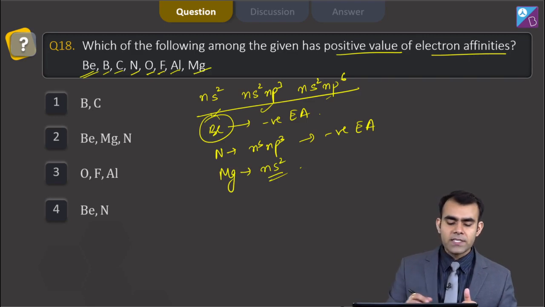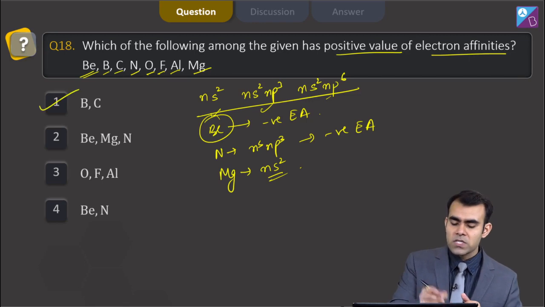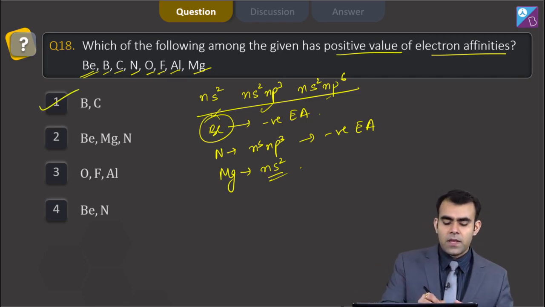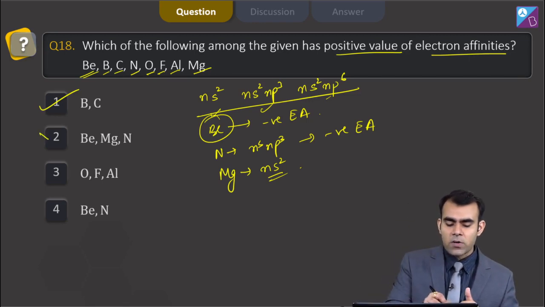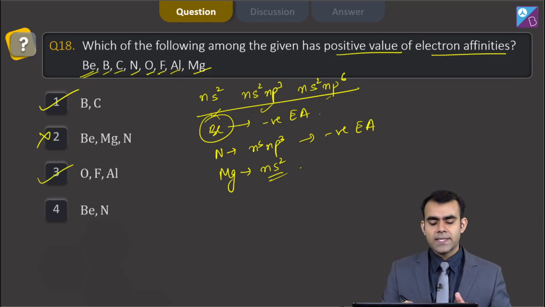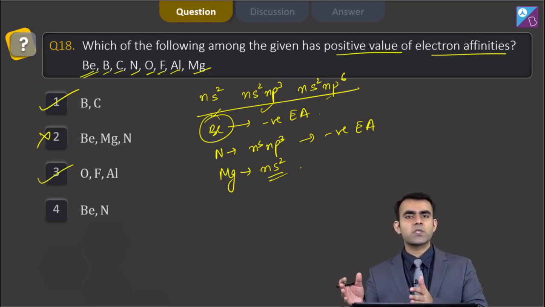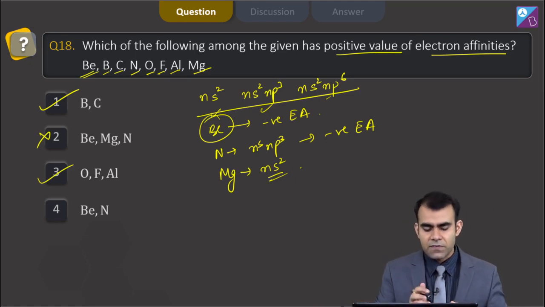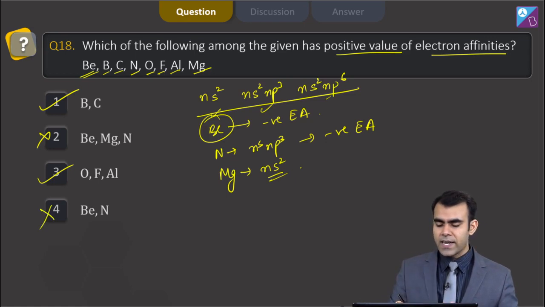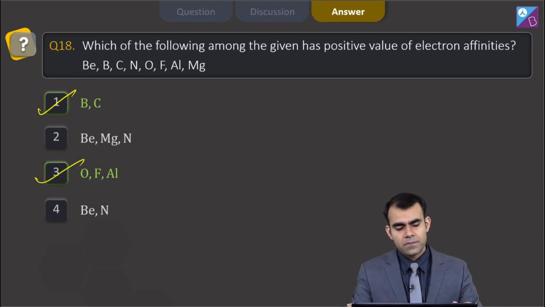So from here I can say that first option is correct. Both are having positive electron affinities. Beryllium, magnesium and nitrogen all have negative electron affinity, so this will not be the option. Oxygen, fluorine and aluminium, yes, this is correct. Again beryllium and nitrogen, one is having ns2, one is having ns2 np3, so their electron affinities are negative. So again this is incorrect, so my answer is 1 and 3.